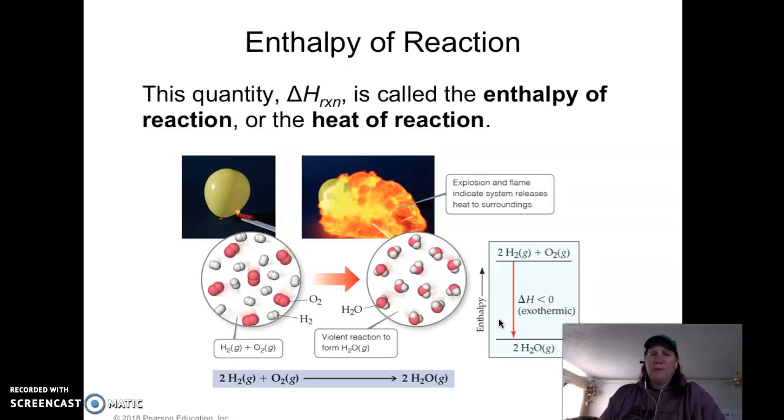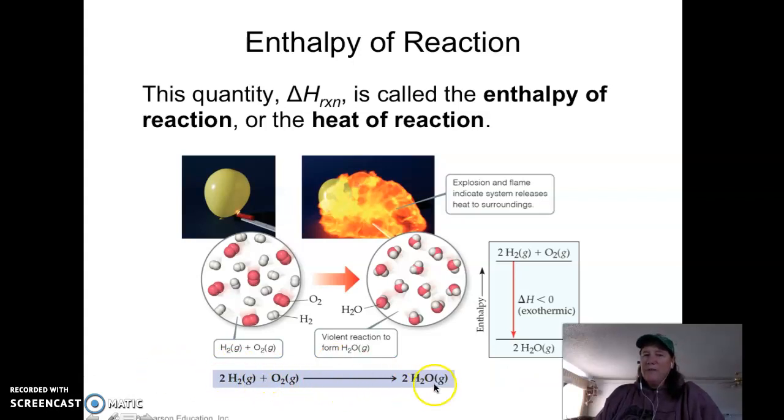Okay, here's an enthalpy of a reaction. We're going to figure this out. Here we have a balloon that has hydrogen and oxygen gas in it, and you can see if you light it on fire, kaboom. So this quantity, this change in enthalpy for a reaction, is the enthalpy of a reaction or heat of reaction. They all mean the same thing. If it's a violent reaction like this, we know it's definitely exothermic, so we know this is going to be a negative number. We actually know the numbers for these and we can calculate it, and that's kind of what we're going to do today.